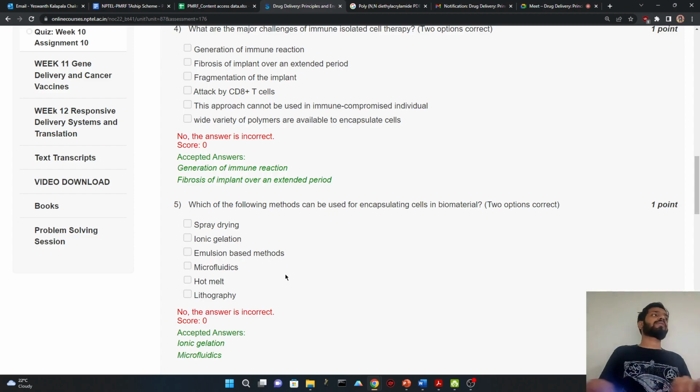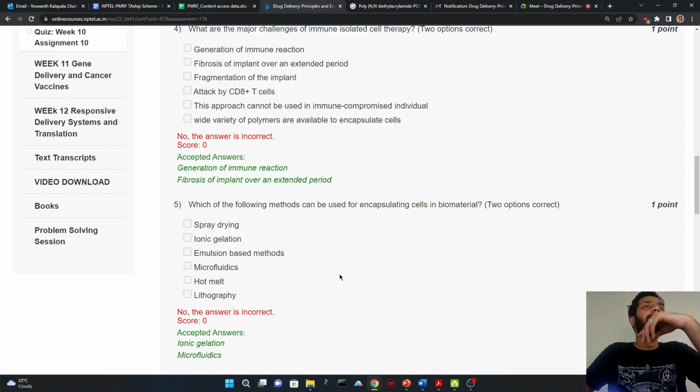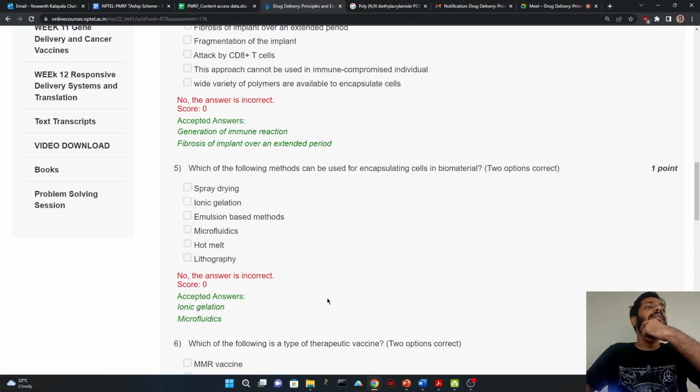But yeah, basically you form an encapsulating structure and then you send your cells in along with their media at a particular flow, right? So the cells will naturally go and sit in the alginate or collagen or whatever and start colonizing it. So that's what microfluidics is. But yeah, microfluidics and ionic gelation are the two most commonly used techniques to encapsulate cells in biomaterials.